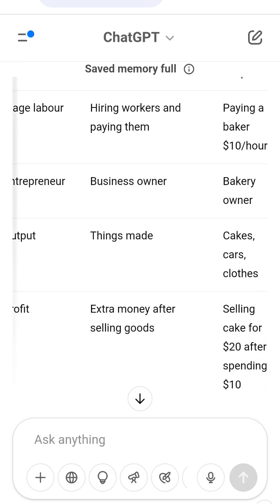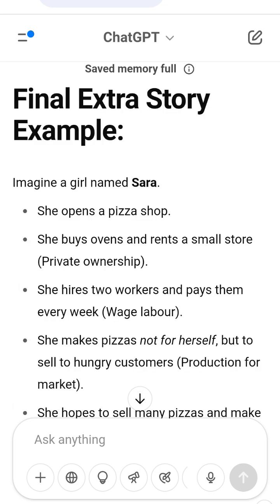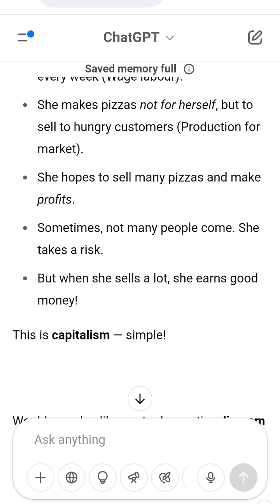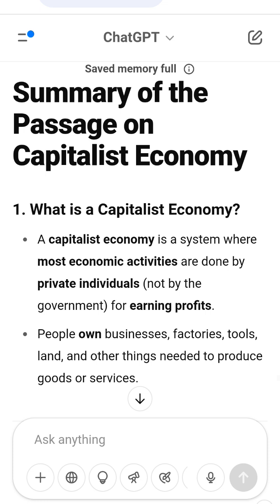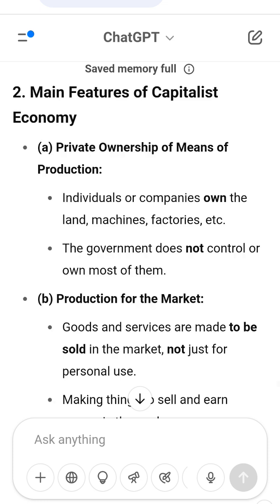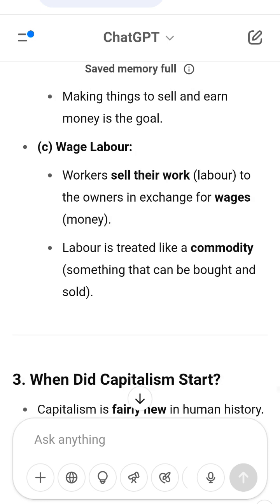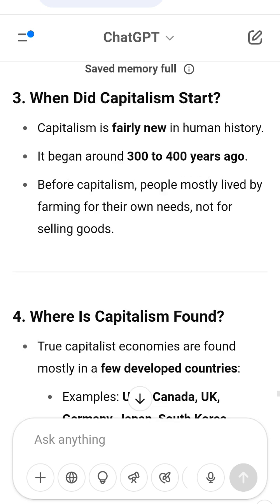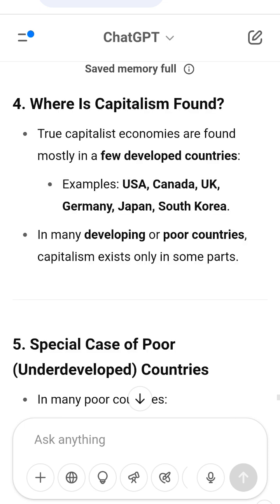Super simple final recap table, very simple explanation. Capitalism: people own businesses, make goods to sell, earn profits. Private ownership: people own land, factories, tools themselves. Production for market: goods are made mainly to sell, not to use at home. Wage labour: workers sell their work for wages. Entrepreneurs: business owners who take risks to earn profit. Firms: businesses that produce goods or services. Poor countries: farming mostly done by families, not much selling. Tribal societies: land is owned by everyone together.